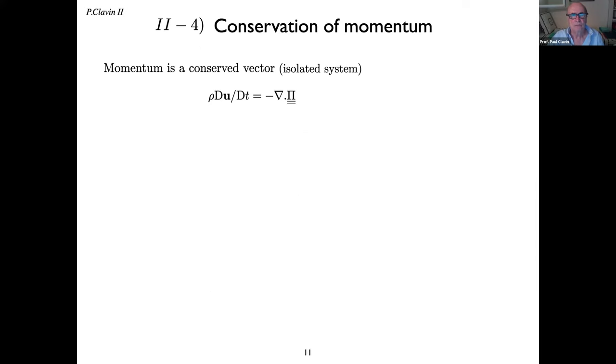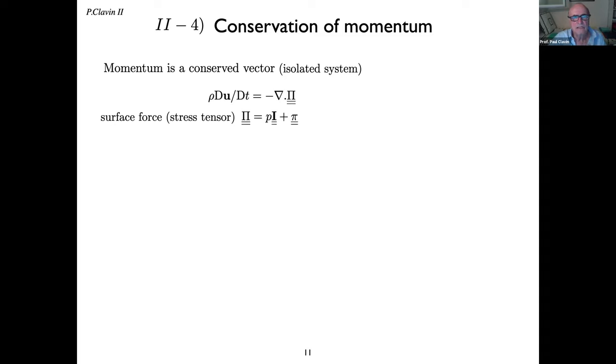The conservation of momentum now. When the system is isolated, meaning that there are no external forces, the momentum is a conserved scalar. So it should take the form written here. u is a vector, a flow speed, a field u(r,t) depending on space and time. So this flux should be a tensor in such a way that the contraction with the divergence gives you a scalar.